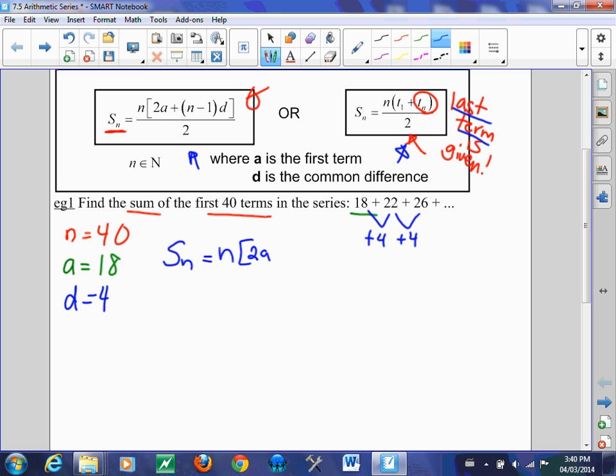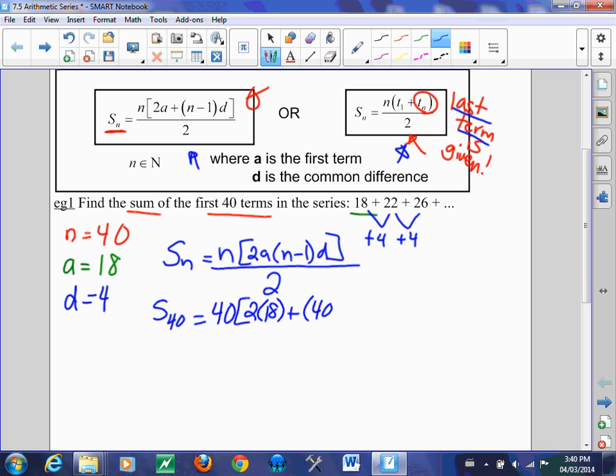So I'm just going to write it out first, then we'll sub in our information, and we'll solve. All right, so subbing it in, instead of S at n, we're going to go S at 40, which means the sum of the first 40 terms, equals 40 times 2 times 18 plus 40 minus 1 times 4, all divided by 2. A quick cancellation I'm going to do, ladies and gentlemen, is 2 divided by 2 goes into 2 once, and 2 goes into 40 twice.